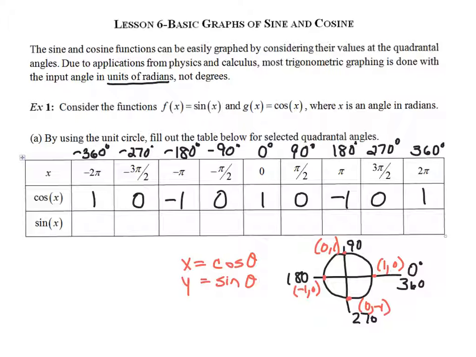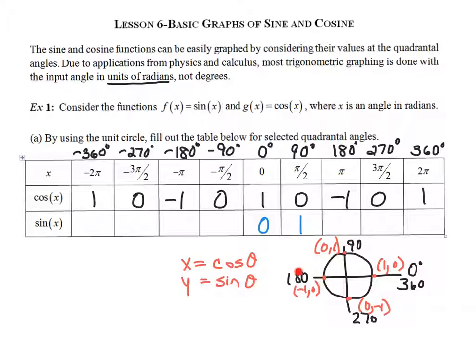Now let's take a look at our table of values for the sine of x. For the sine of x, we are always going to be using the y-coordinate of the ordered pair. So at 0 degrees, the y-coordinate is 0. I'm going to fill this one in blue. At pi over 2, I see that I'm at 90 degrees, so the y-coordinate is equal to 1.